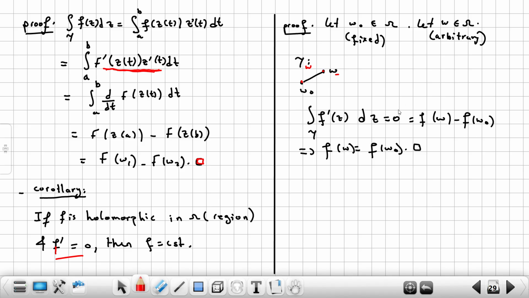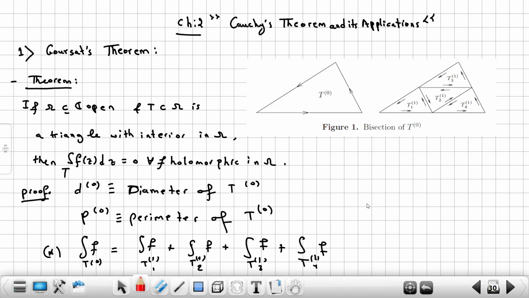And using the previous theorem, it is on the other hand equal to the primitive of f prime, which is f at w, the final point, minus f at w0, the initial point of gamma, which implies that f of w is equal to f of w0 for any w, and consequently f is constant in the region omega.